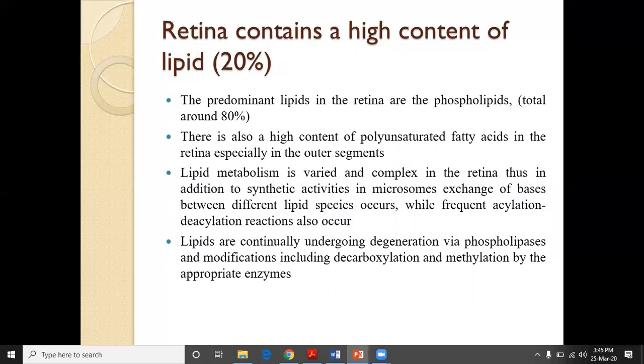Lipid metabolism is varied and complex in the retina. In addition to synthetic activity, exchange between the different lipid species occurs in the microsomes, while frequent acylation and deacylation reactions also occur. Lipids are continually undergoing degradation via phospholipases and modification, including decarboxylation and methylation by the appropriate enzymes.